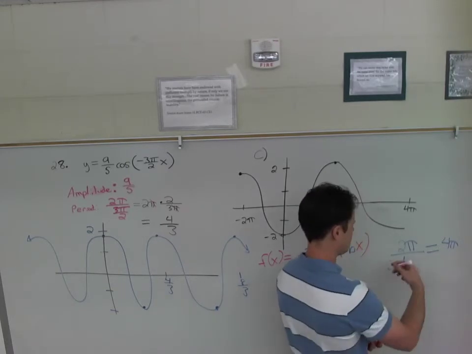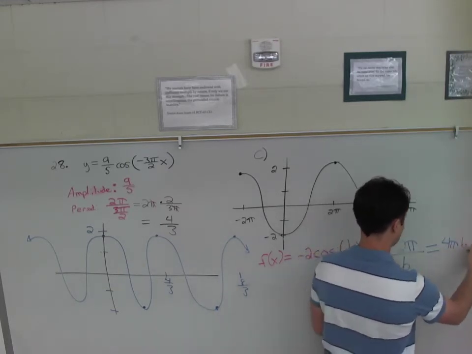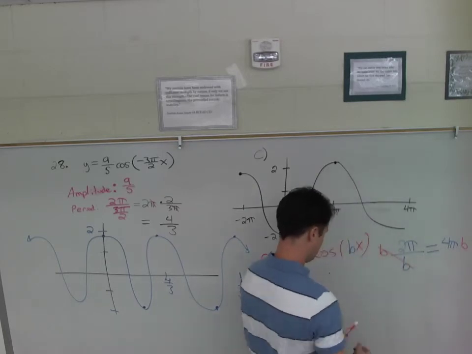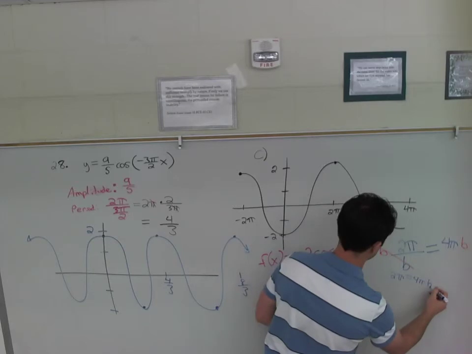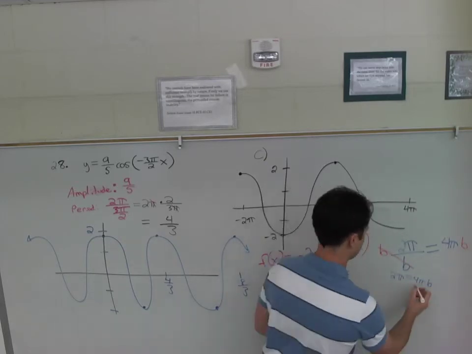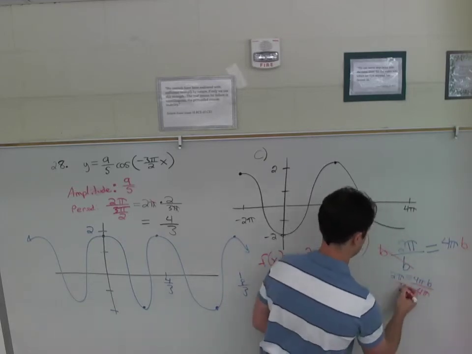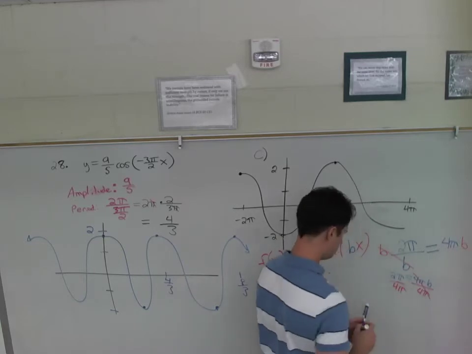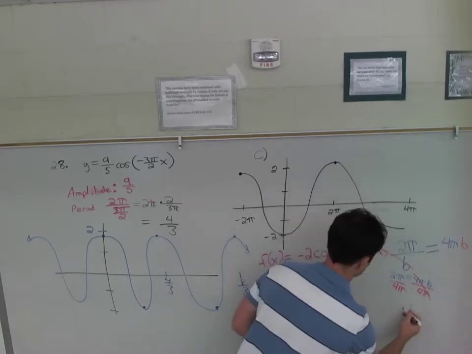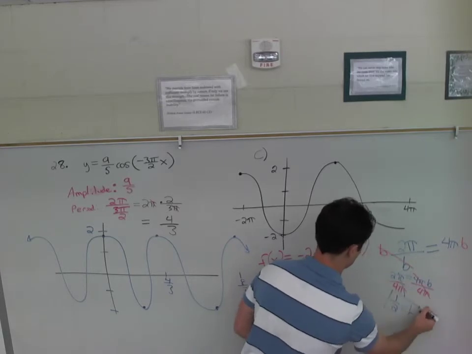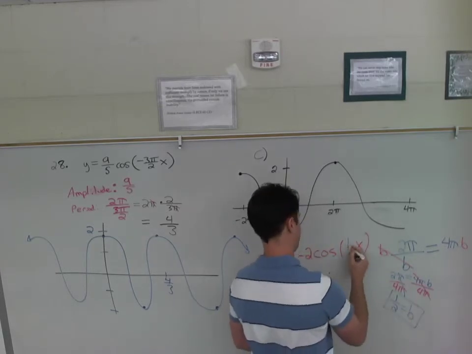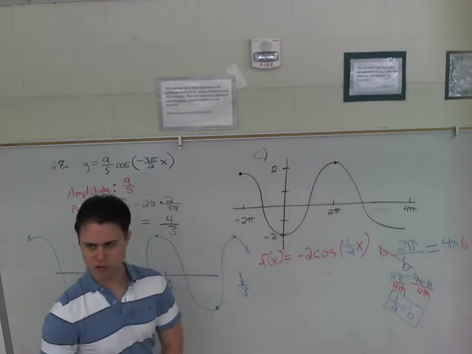You just say, okay, what's the common denominator? B multiplied on both sides. So then we get 2 pi equals 4 pi b. And we get rid of that 4 pi by dividing. And b is 2 over 4, 1/2. 1/2. That's the wave that we were looking for.